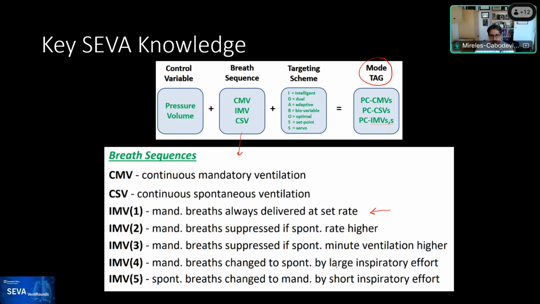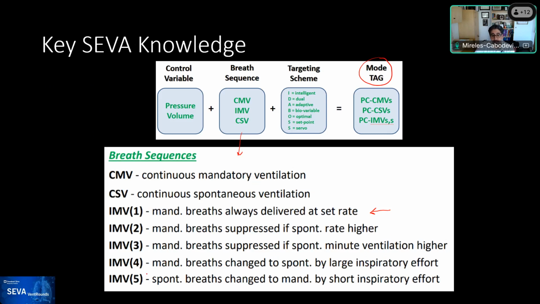And then there's two more that are not dependent on the spontaneous rate or the minute ventilation. One of them is IMV type 4, in which essentially a mandatory breath, a breath that was born to be mandatory, so it may have been triggered by the patient, but it was going to be cycled by time, is changed to spontaneous because the patient does a large inspiratory effort. So that makes the breath go from mandatory to spontaneous. So that's mandatory changed to spontaneous.